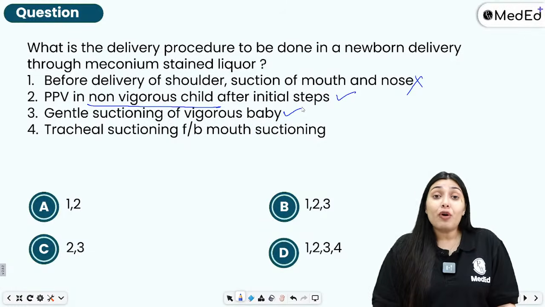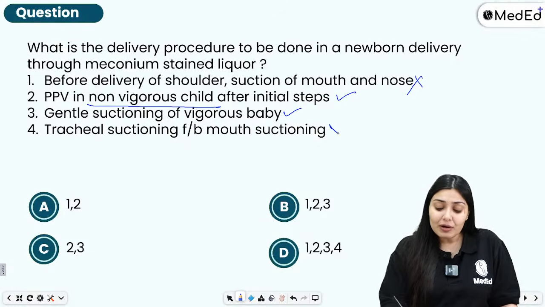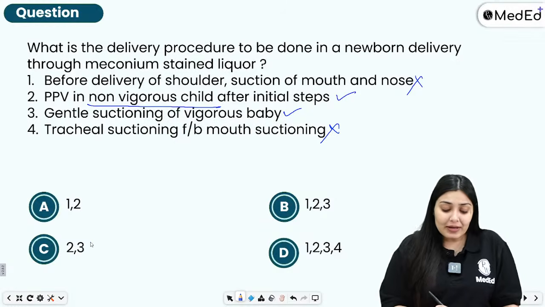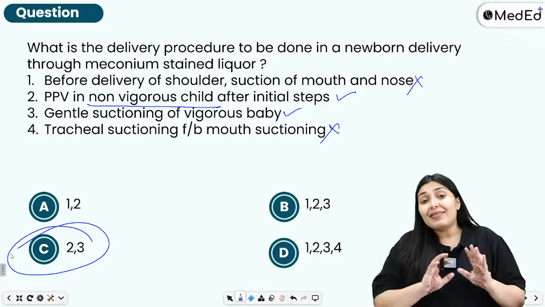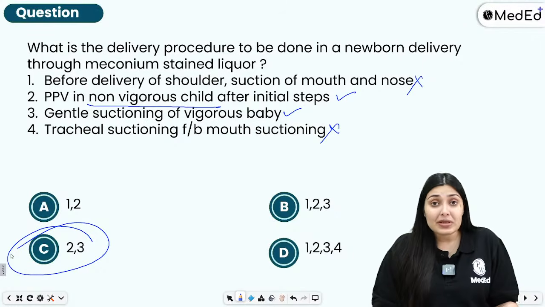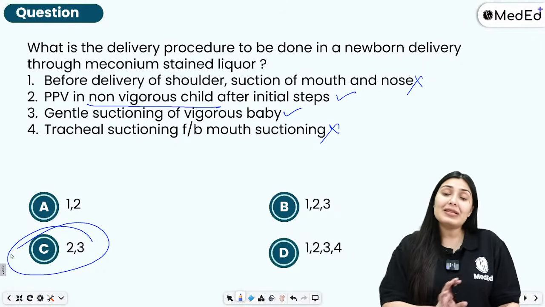Tracheal suctioning followed by mouth suctioning: this is again not recommended. So the correct answer here would be 2 and 3. Remember, nothing different has to be done in MSL babies now. You have to treat the MSL babies as normal babies.